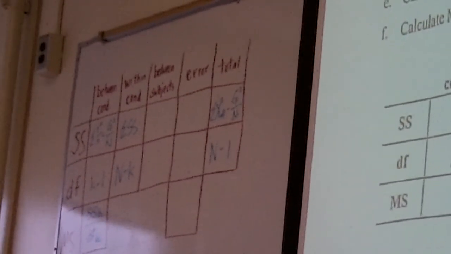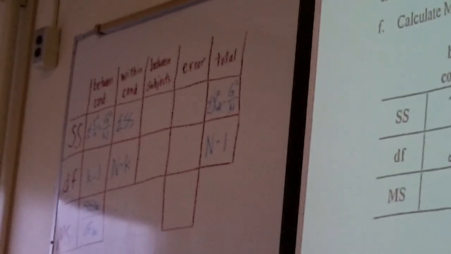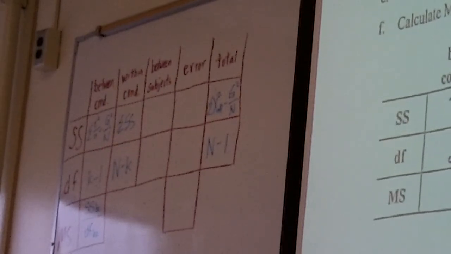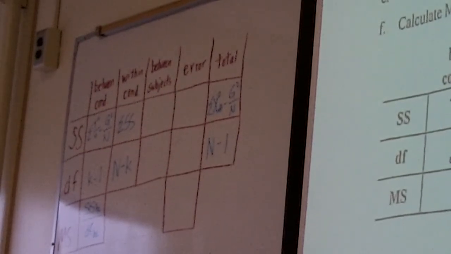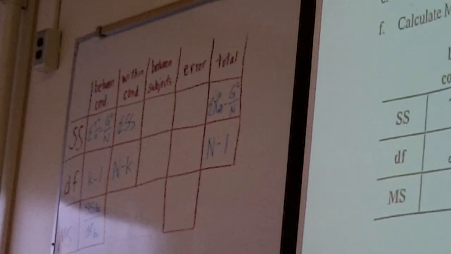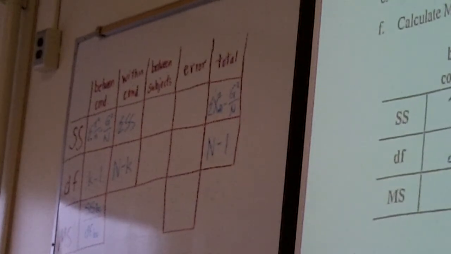And the formula for that is the sum of squares between conditions divided by the degrees of freedom between conditions, because mean square is a kind of sample variance. So what happens when I divide 70 by 2? 35.